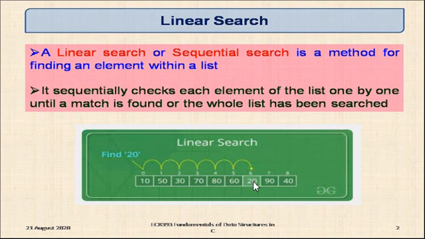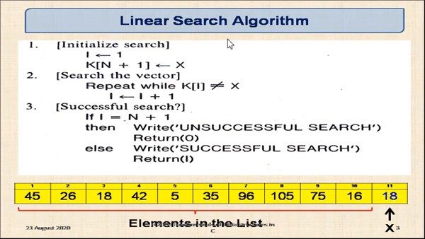Suppose the match is found, what will happen? This function will return the location where that element is available. Otherwise, if until the end of the list the item to be searched is not found, that means it is an unsuccessful search. So let us discuss the algorithm.